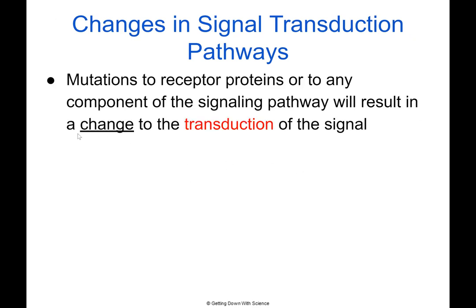To change these pathways, there are mutations. We know that mutations occur, and if a mutation happens to, for example, the receptor protein or any component of that pathway, anywhere along the pathway, it's going to change the transduction or the movement of the signal.